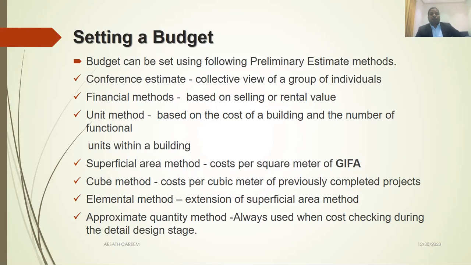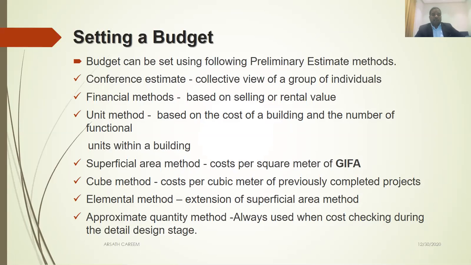Setting a budget. A budget can be set using the following preliminary estimate methods. In industry, there are 2, 4, 6, 7 methods available. As a quantity surveyor, you should know each and every one. But you may use mostly the superficial area method or the elemental method. However, it is better to know them all; maybe you have learned these in your undergraduate studies as well. Just to be all-inclusive, I have included them in this chapter.